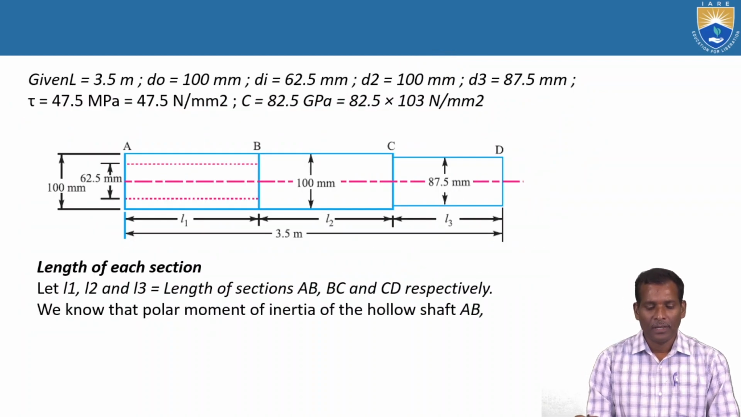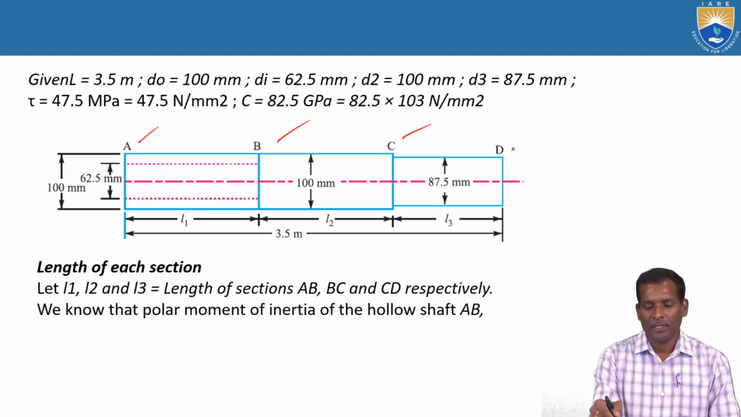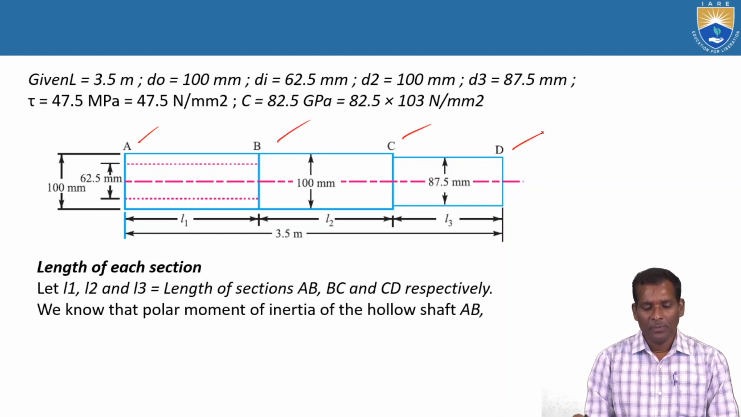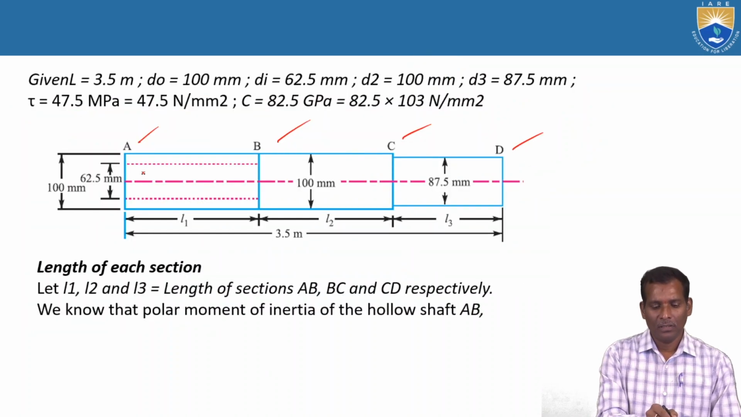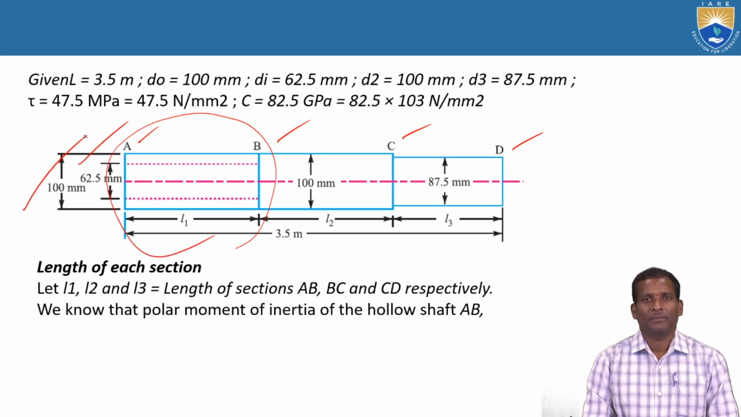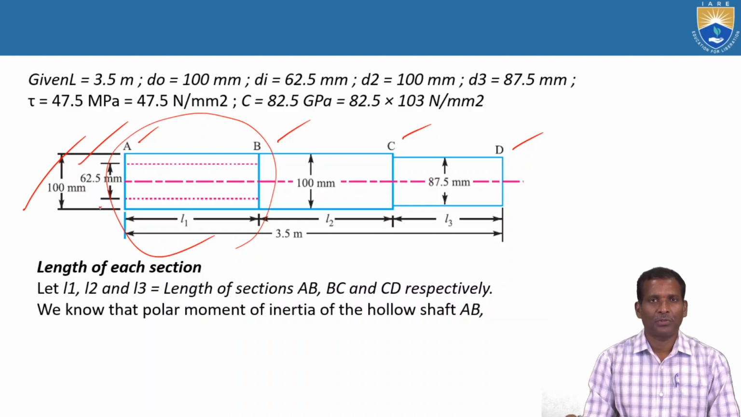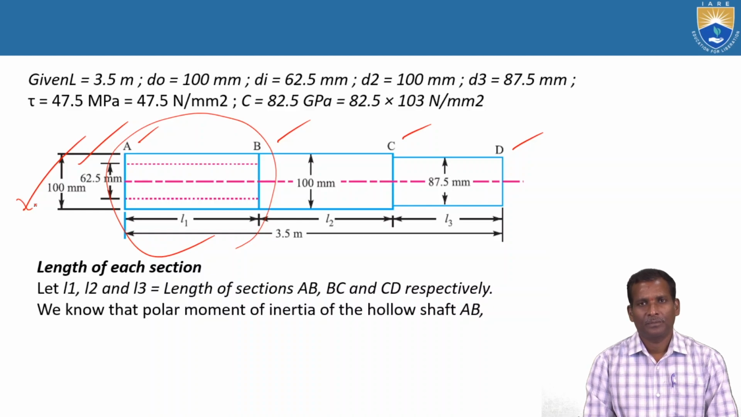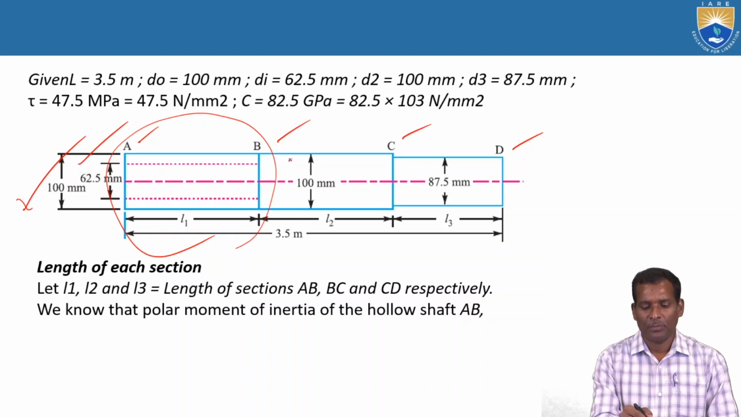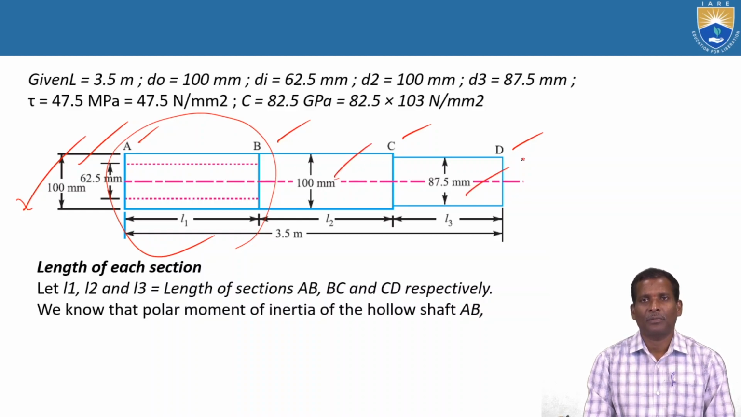So I'll show you the diagram. That is A, B, C, D, the shaft. AB is a hollow shaft, so it has an inner diameter and an outer diameter: the inner diameter is 62.5 mm and the outer diameter is 100 mm. For the other sections, the B to C diameter is 100 mm and C to D is 87.5 mm.